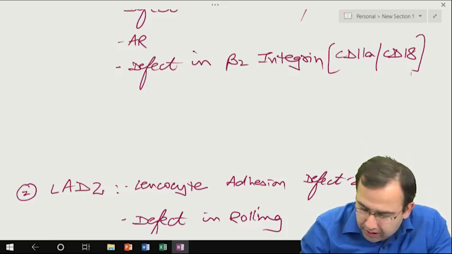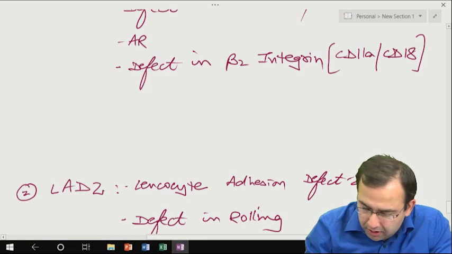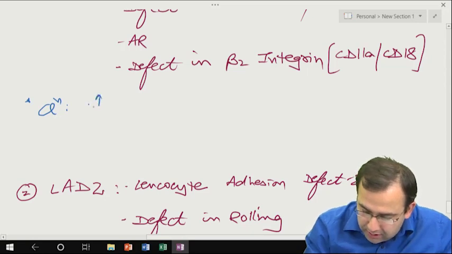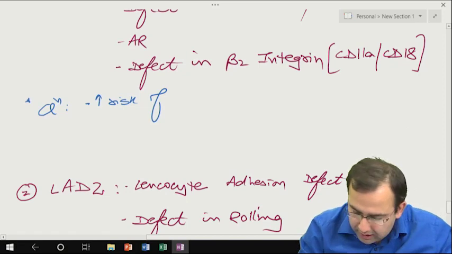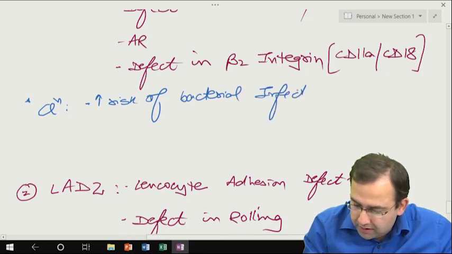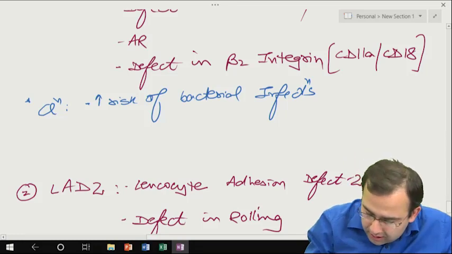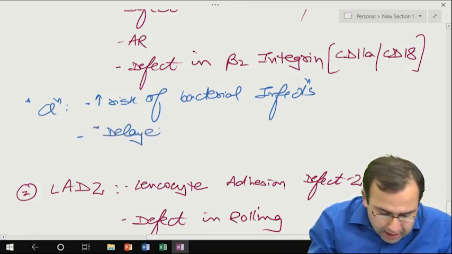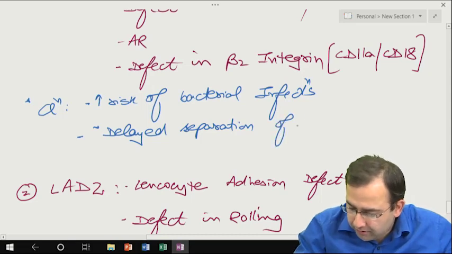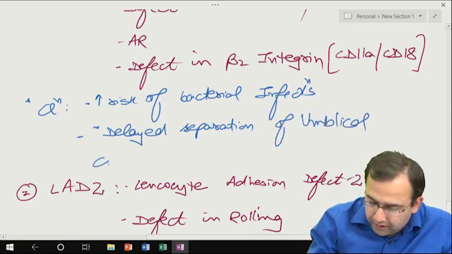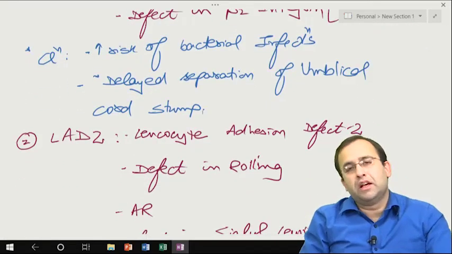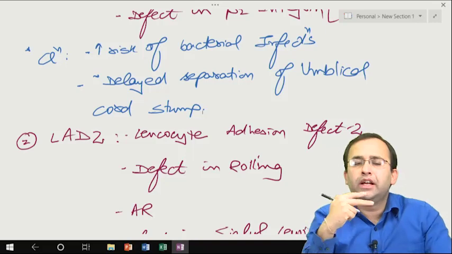Next point. Clinically, this again needs to be remembered. Please put a star on this. LAD1 clinically is associated with increased risk of bacterial infections. This is very obvious. What you need to remember is it is also associated with delayed separation of umbilical cord stump. Delayed separation of umbilical cord stump has to be remembered, it is asked repeatedly. This is LAD1 and LAD2.